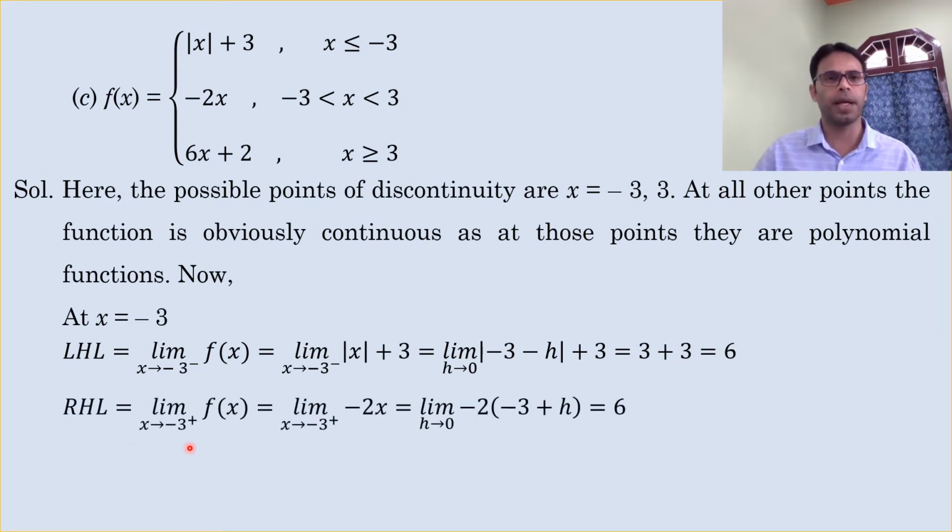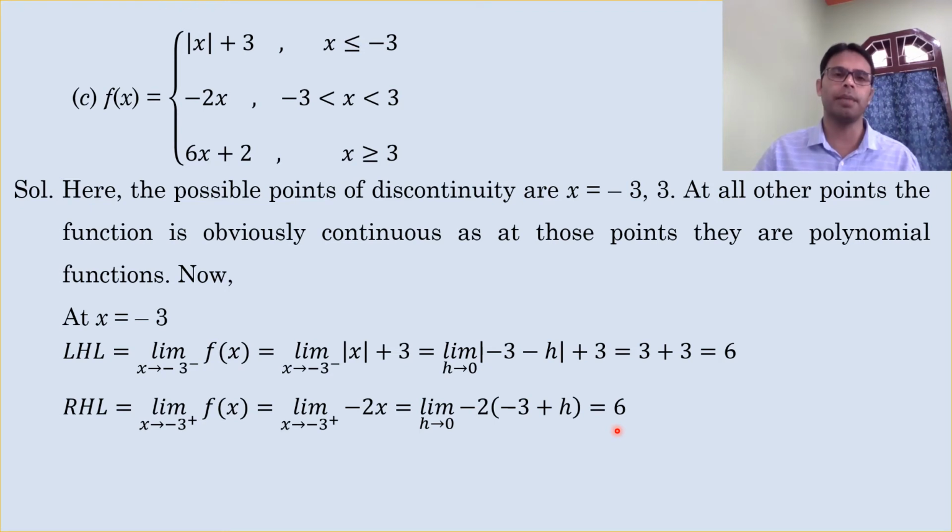RHL, x tends to minus 3 plus, so greater than minus 3 is in this line, therefore fx is equal to minus 2x, so we write minus 2x. Then the limiting value: h tends to 0, so x is replaced by minus 3 plus h, and using h is 0, it is minus 2 and minus 3, product is equal to 6. So the right hand limit of the function is also 6.